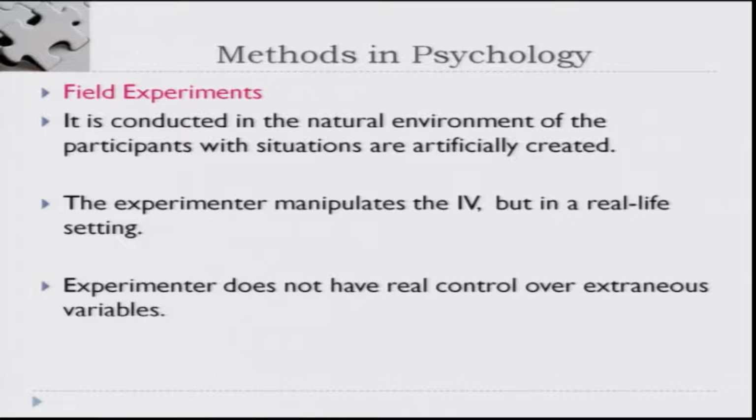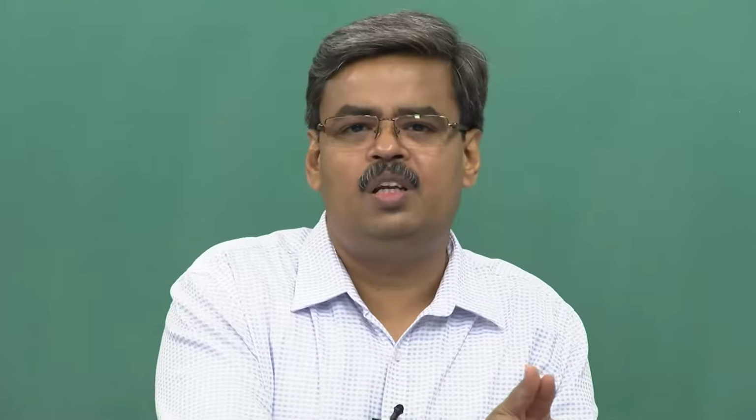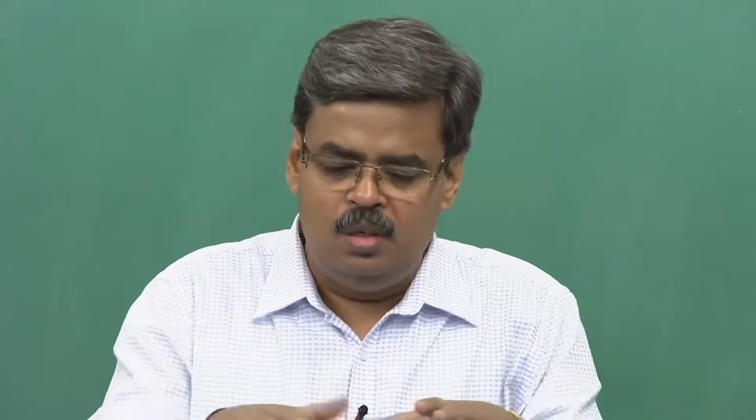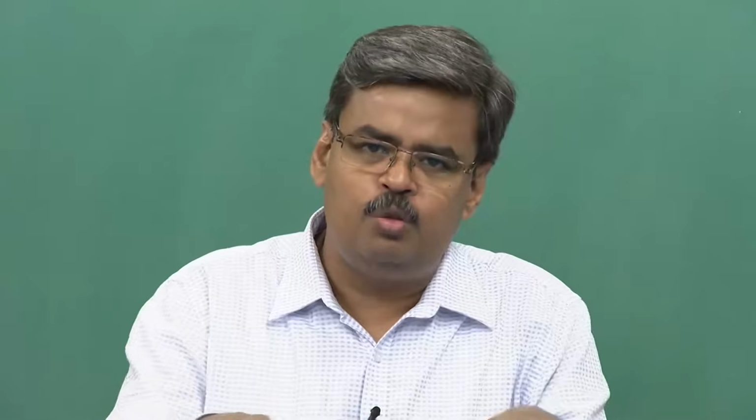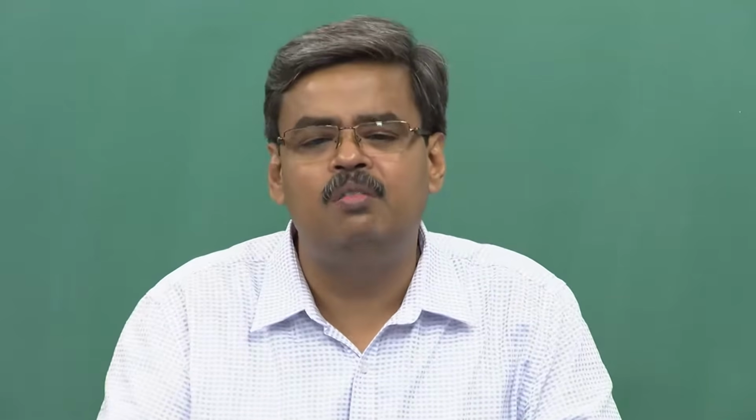Now, here also the experimenter basically manipulates the independent variable, but this manipulation is done in the real life setup. Okay. And the experimenter does not actually have real control over certain extraneous variables. So, these are the variables which you do not have control over. You can think of the independent variables, you can plan your dependent variables. You assume that there would be a relationship between the independent and the dependent variable, but then there could be some other types of variables, what are called extraneous variables, which you do not have control over.